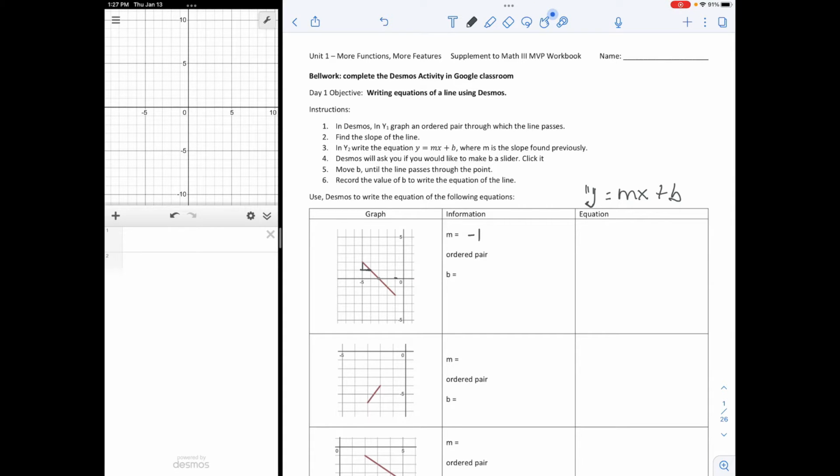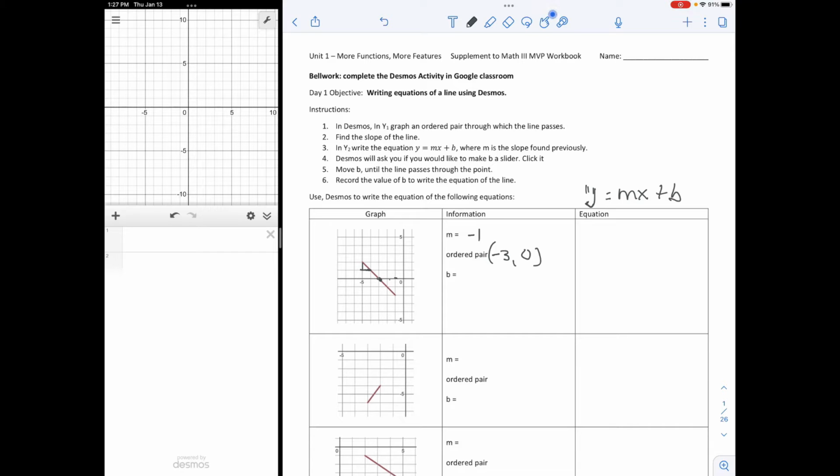I just need to find any ordered pair on this line. I can choose any ordered pair, but since this one seems like it's already marked, I'm going to choose that ordered pair, which is (-3, 0). X is -3, and Y is 0. I'm going to use this information to find b on Desmos.